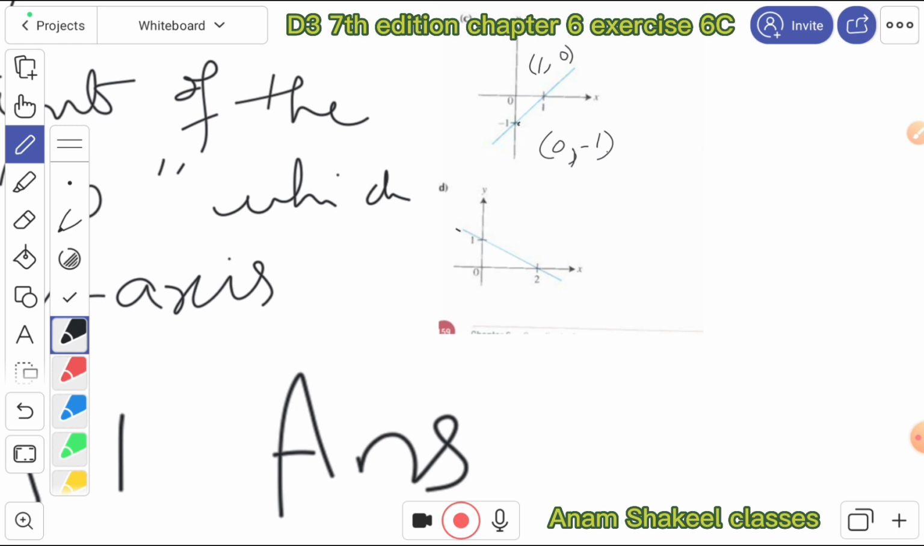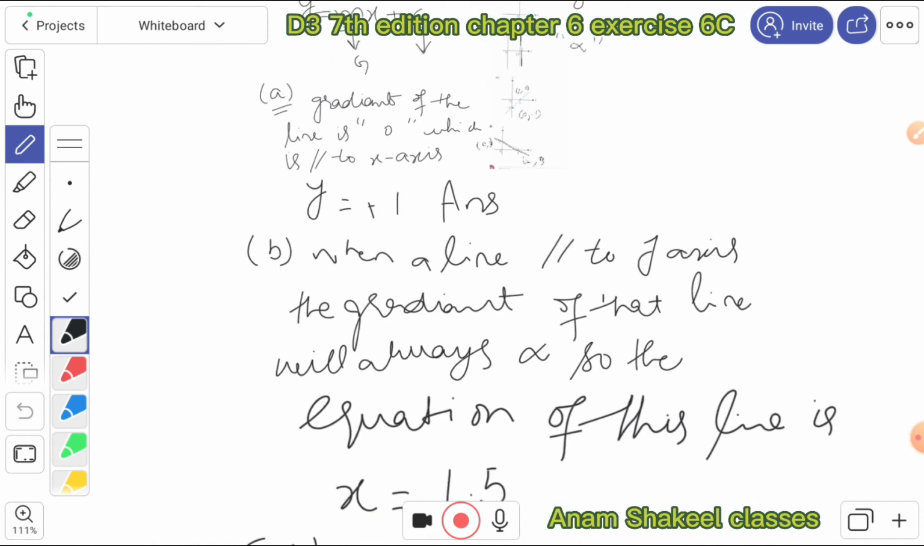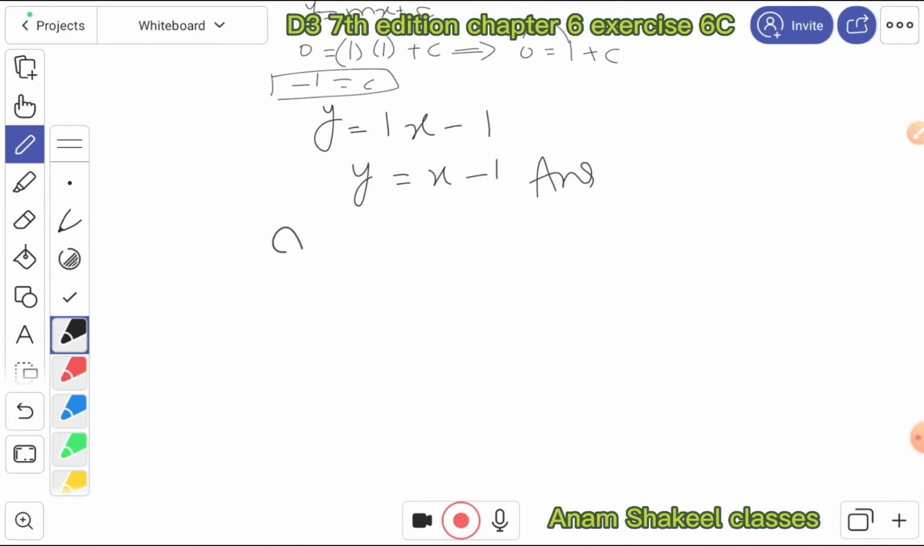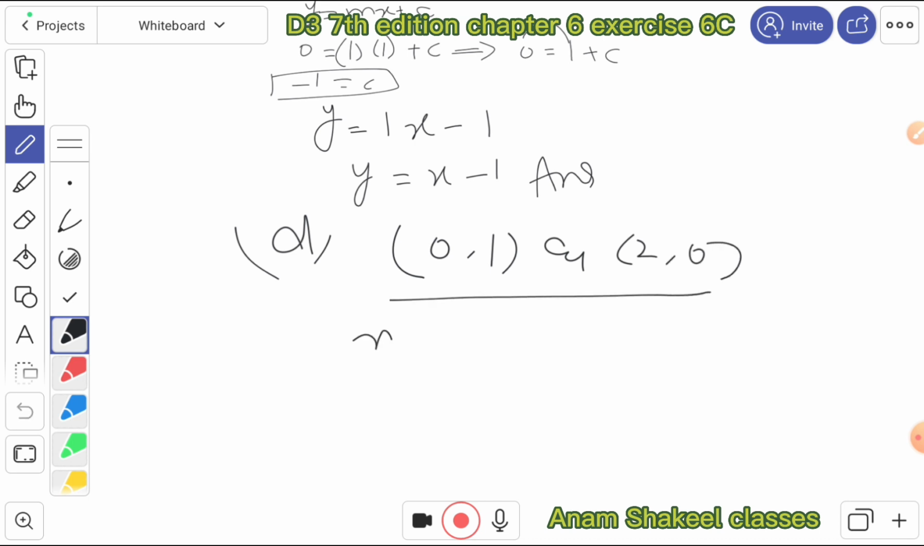You can see that in this line we have 2 points given in the graph, which are (0, 1) and (2, 0). So we'll use these points, (0, 1) and (2, 0). By using these 2 points, first you will find the gradient of that line, then you will find the y-intercept of that line, then you will write the equation of this line.